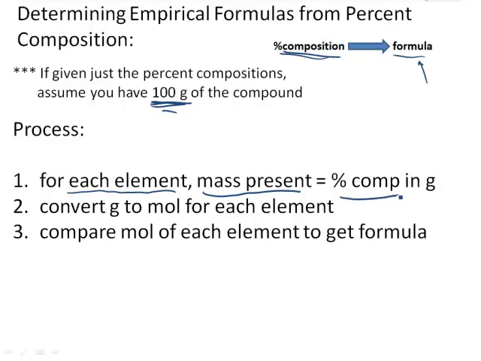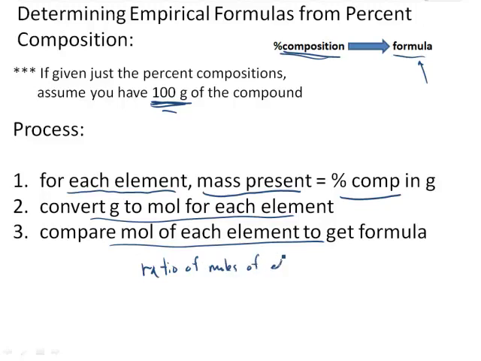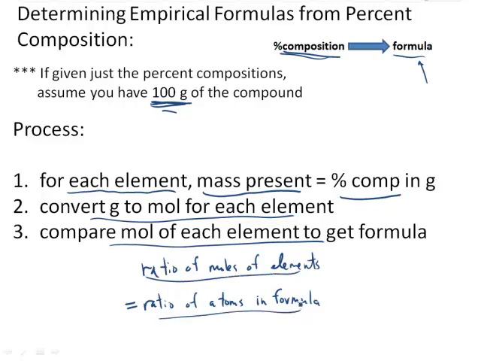So if one element is 30% in terms of its weight percent, if you have a 100-gram sample, you have 30 grams, so you know that. So now you have grams of each element. You can convert those to moles for each element, and then you compare moles for each element to get the formula. And the reason that works, and this is really important, the ratio of the moles of the element equals the ratio of the atoms in the formula, because those really reflect the same physical reality. So if you get the ratio of moles, you get the ratio of atoms in the formula, and therefore you get the formula. So let's go do an example.